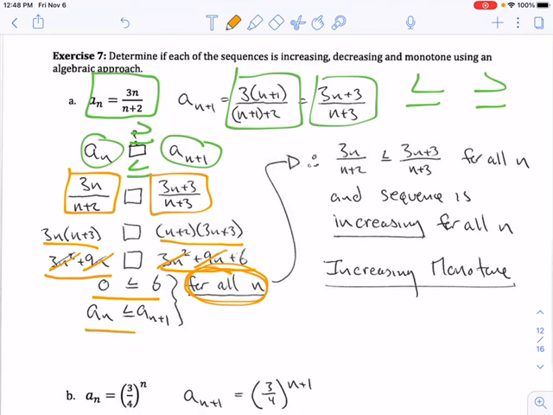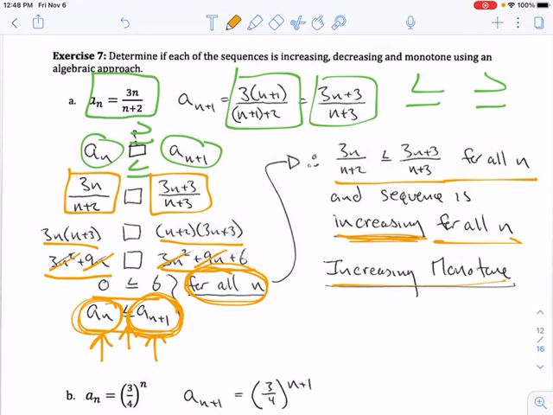And so in other words, a sub n, which is on the left-hand side, will always be less than or equal to a sub n plus 1 on the right-hand side. So that means that it is an increasing function because every successive term, a sub n plus 1, is greater than the previous term for all values of n in the domain. The sequence is increasing for all n in the domain. Therefore, it is increasing and monotonic, or monotone. Some textbooks will say monotonic. Some textbooks will say monotone.